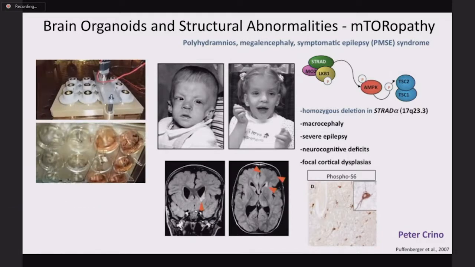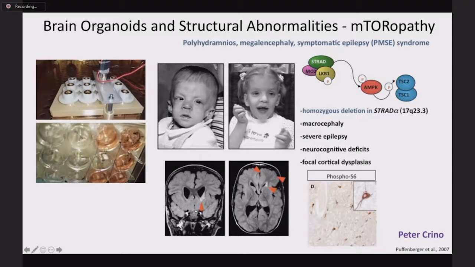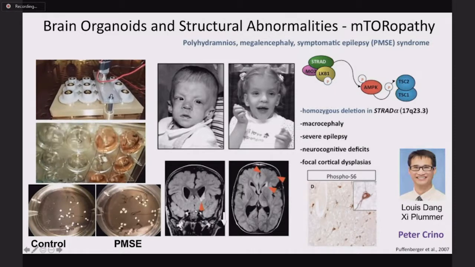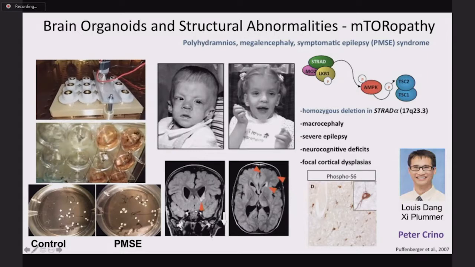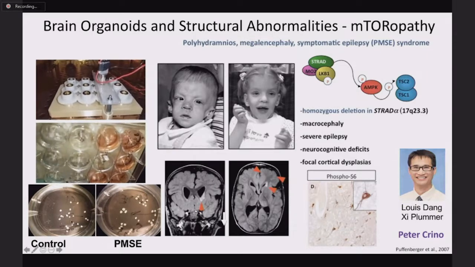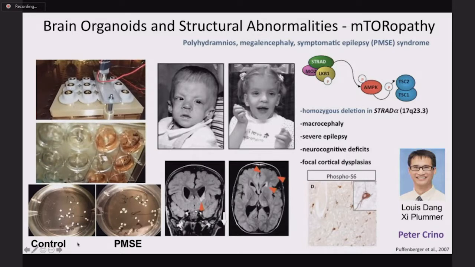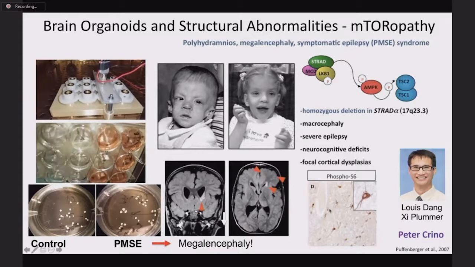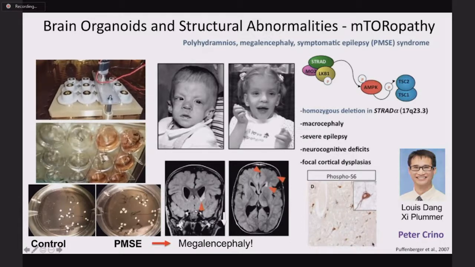So we wanted to model this using an organoid approach called SpinOmega that uses this mini bioreactor. And C.C. Plummer, a former grad student in the lab, developed the approach in the lab, and Louis Dang applied it to PMSE. We were excited right from the beginning because the patient organoids were bigger than the control, suggesting it models megalencephaly, or big brain. And first, Louis looked for markers of mTOR hyperactivity, including phospho-S6.